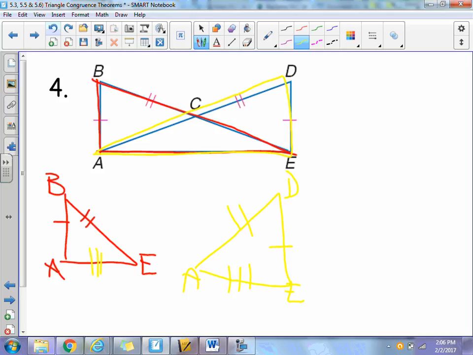Right, so what theorem is that? SSS. So triangle BAE is congruent to triangle... What matches B? B, D. What matches A? Look at the A over here. E. What's in that spot? E. And then A. By S, S, S.